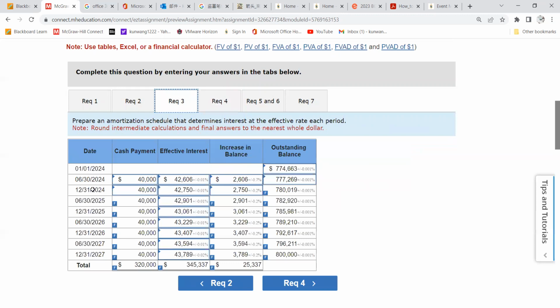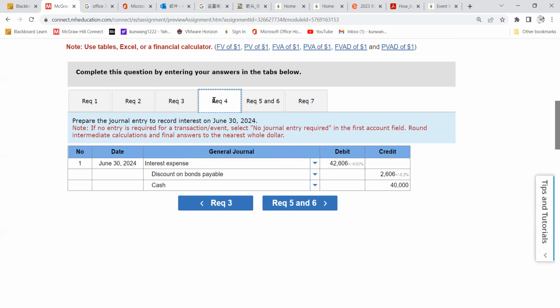I can ask this question for any of the 8 interest payment dates, but for the requirements, we are only doing the first one, June 30th. But as long as you finish this table, you can write a journal entry for any of the interest dates. Okay, so that's only the first one as example.